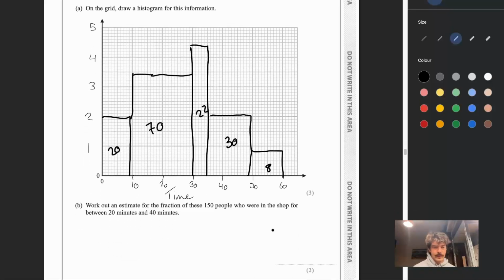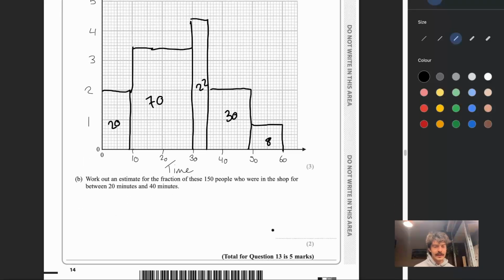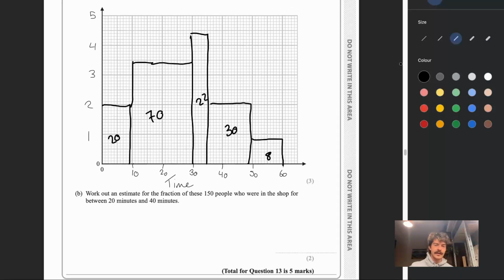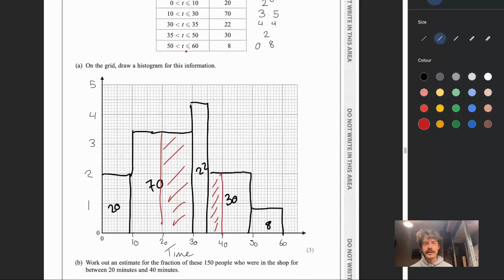Fantastic. Work out an estimate for the fraction of these 150 people who are in the shop for between 20 and 40 minutes. Okay, so that means that we're wanting to look at the gap between this point this way and this point here. Now you'll notice that we're not given actually the full area of 2 of these parts of our histogram. The 70 has been split in 2, and the 30 we've actually only got a third of. Remember, it was 35 to 50 minutes.